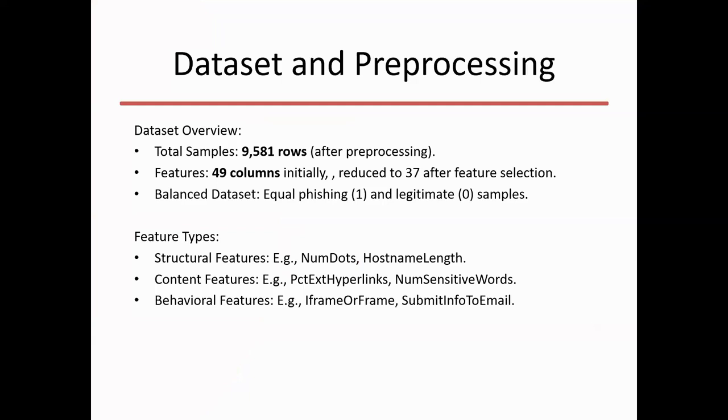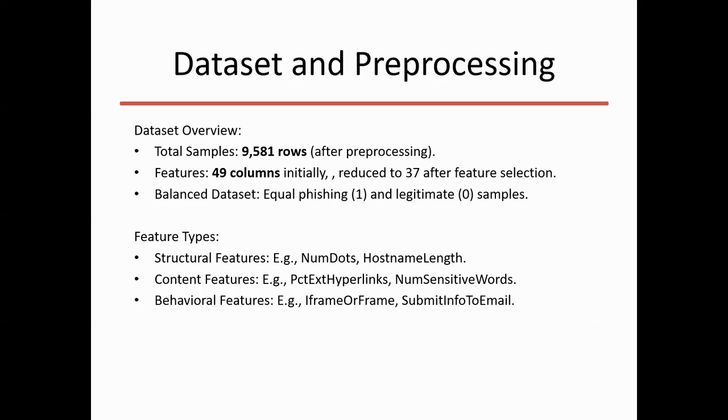Coming to the dataset and pre-processing. In the dataset overview, we have a dataset with 10,000 rows initially. We have reduced it to 9,581 rows after pre-processing. It also has 49 features initially, which we reduced to 37 after feature selection. We also have a balanced dataset with an equal number of phishing and legitimate samples. The features have been divided into 3 types: structural features, content features, and behavioral features.